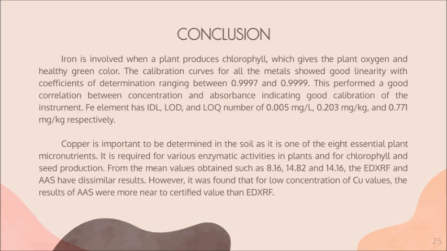Lastly, copper is important to be determined in the soil as it is one of the 8 essential plant micronutrients. It is required for various enzymatic activities in plants and for chlorophyll and seed production. From the mean values obtained, such as 8.16, 14.82, and 14.16, the EDXRF and AAS have dissimilar results. However, it was found that for low concentrations of copper, the results of AAS were nearer to the certified value than EDXRF results. Thank you very much for your kind attention.